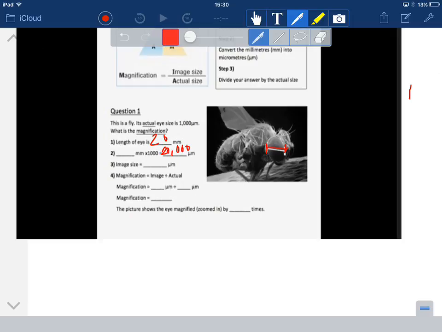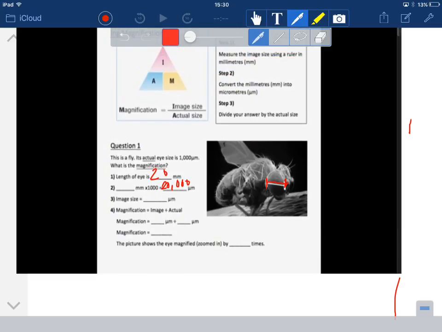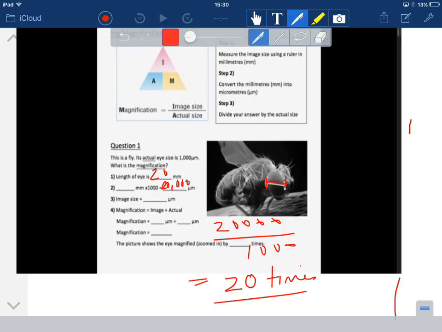And now we've got 20,000 micrometers, we can do the calculation of the magnification, which is the image size over the actual image, so it's 20,000 divided by 1,000, which equals 20 times. So that is how we do that first question.